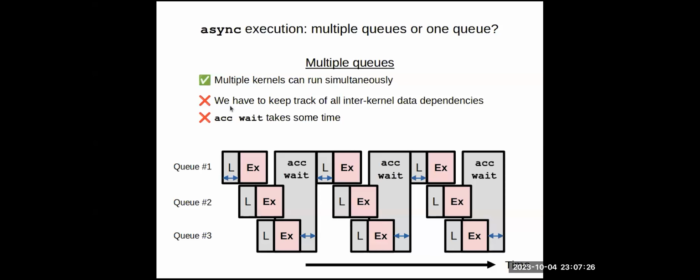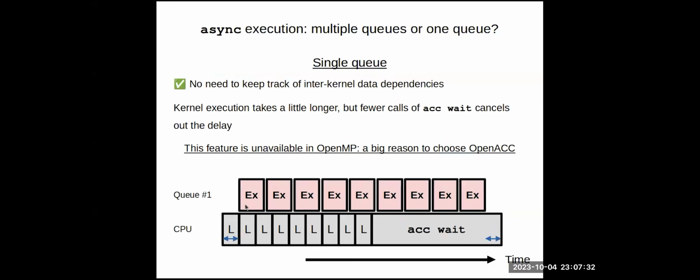So we really do not want to keep track of all data dependencies and rather decided to use only one queue. Here we launch kernels asynchronously with respect to the CPU, but sequentially on the GPUs. In this way, all kernels run sequentially, so we do not need to keep track of inter-kernel data dependencies. So the implementation is much easier. And the execution time is almost the same as the multiple queue option.